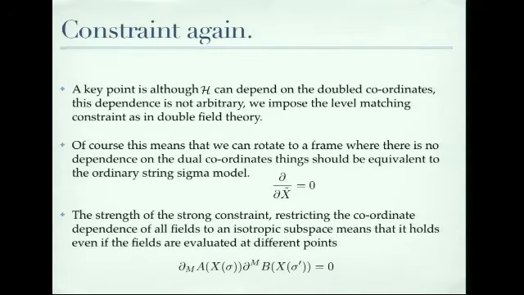Of course, this means we can always retreat to a frame where there is no dependence on the dual coordinates, and there things should be equivalent to the ordinary string sigma model. So we can always look at this frame in which there is no dependence on the dual coordinates. Okay, so as it's so strong, it means that the coordinate dependence of all the fields is only on an isotropic subspace of the doubled coordinates space. So even if the fields are evaluated at different world sheet points, the dependence on x is so restricted that this must still hold.